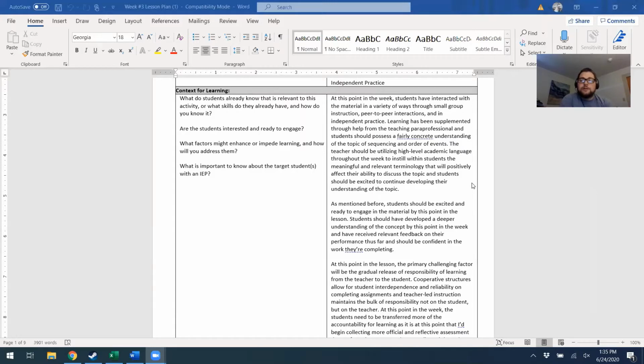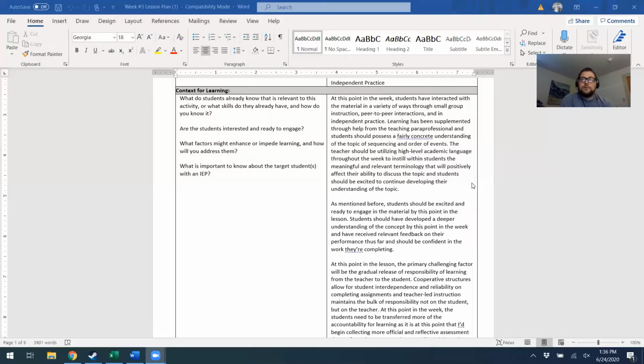They've interacted with it in a variety of ways through small group instruction, peer-to-peer interactions, and independent practice. Learning has been supplemented through help from the teaching paraprofessional, and students at this point should possess at least a fairly concrete understanding of the topic of sequencing and order of events. They've had an introduction day in which the students are introduced to the topic, and there's a heavy amount of teacher modeling in that introduction day.